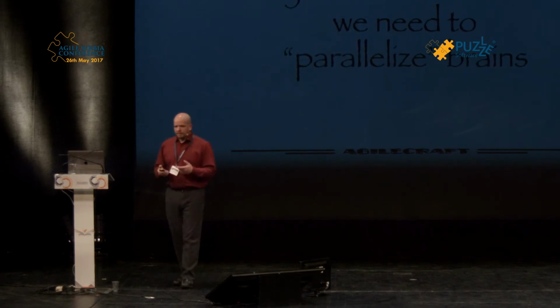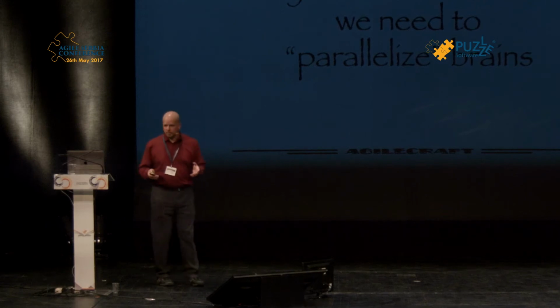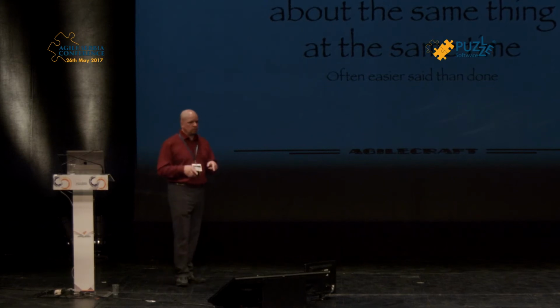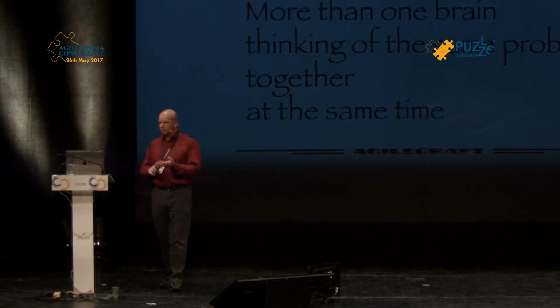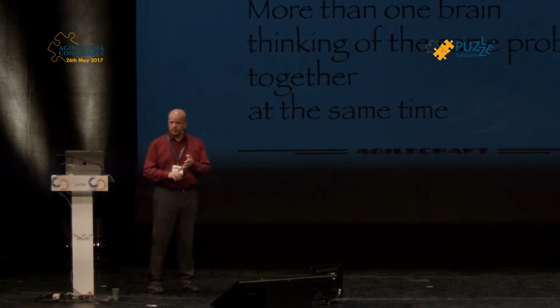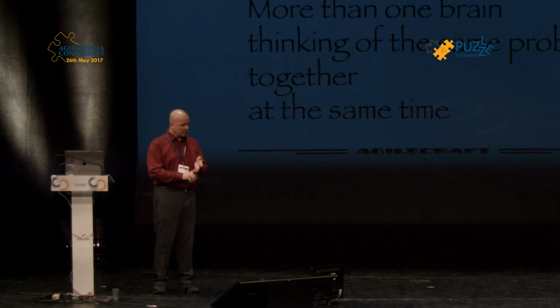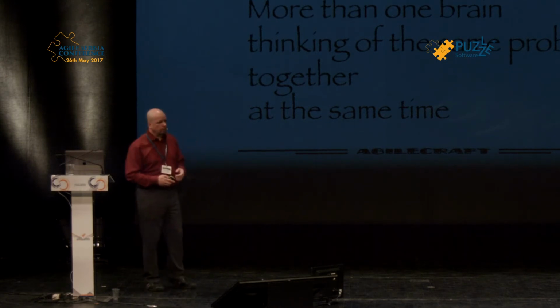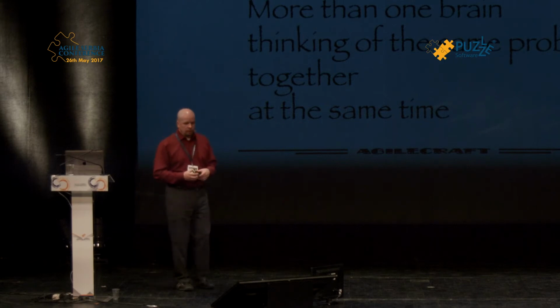So in order for us, if we want to go faster, think faster, if we want to think better, we need to parallelize brains and make them think about the same problem at the same time. And that's swarming. So it has 4 components. It's more than one brain, thinking of the same problem together at the same time. So you need to have all 4 aspects in order for it to happen.